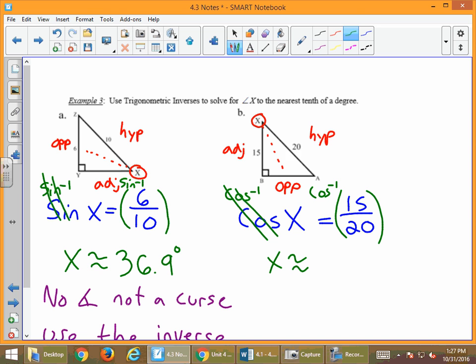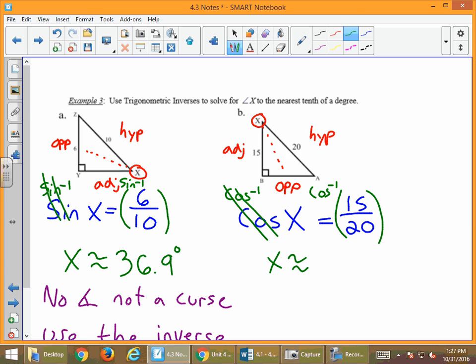So again, try this out. Work backwards, so you can do 15 divided by 20, and then you're going to do inverse of that. Give you guys a second to try this out. Okay. Matt, question? On your calculator, you do second cosine, and then type in that fraction. Yes.